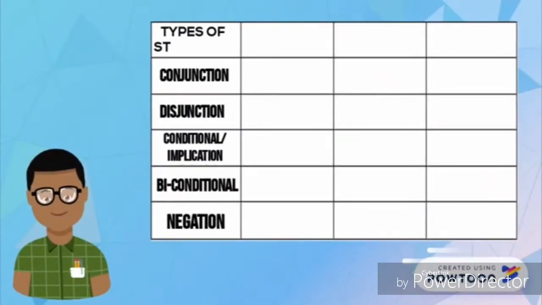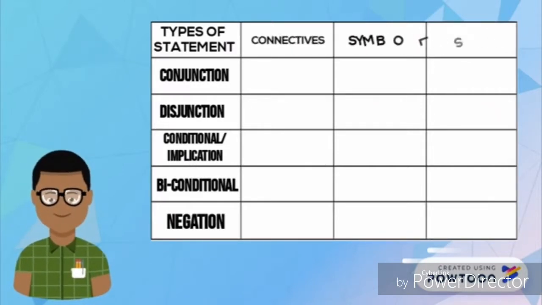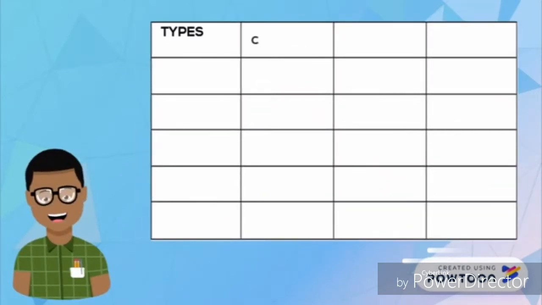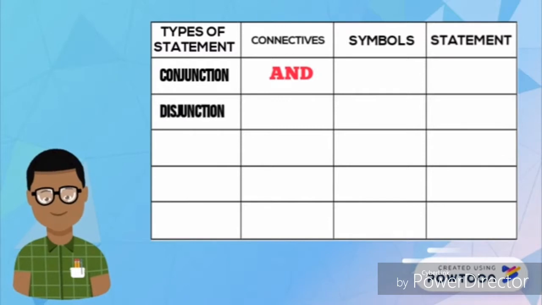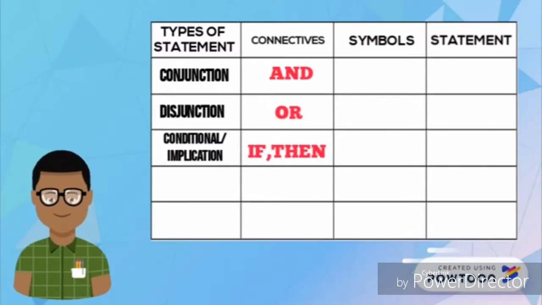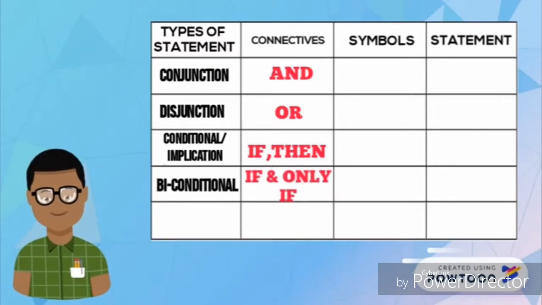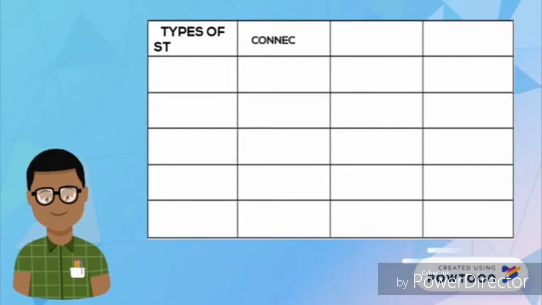In every type of statement, there are connectives, symbols, and statements. Conjunction, the connective is and. In disjunction, it is or. In conditional or implication, if then. In biconditional, it is if and only if. In negation, it is not. In conjunction, the symbol is caret.